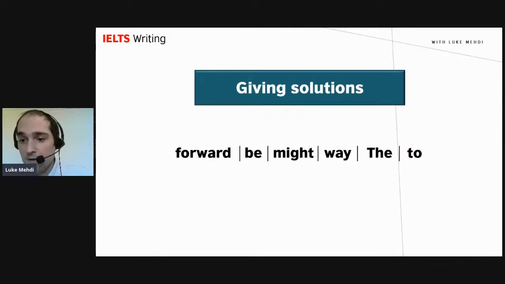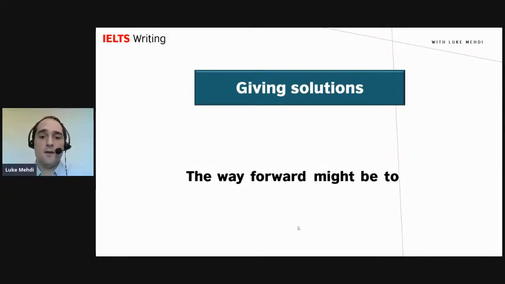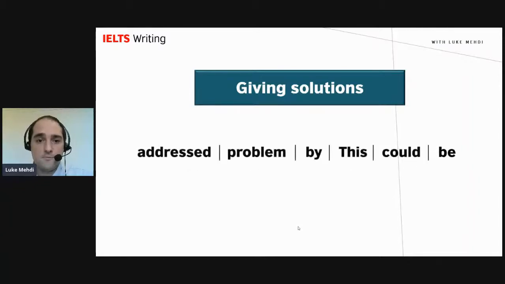The way forward might be to do something. Yeah, very good. So let's move on to the next one. There you have the way forward might be to, and then give your solution. And we've got our next one.